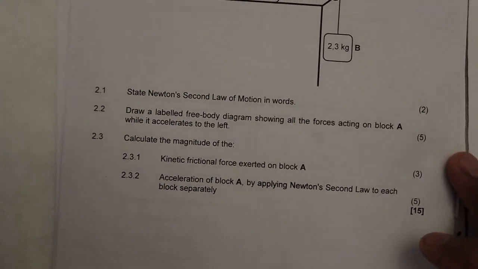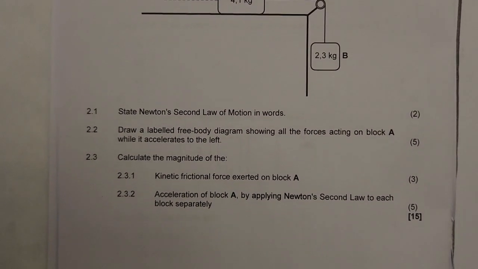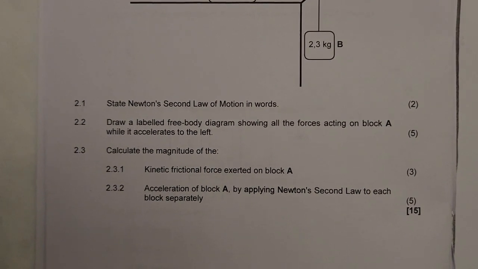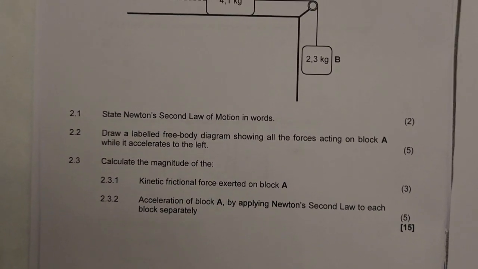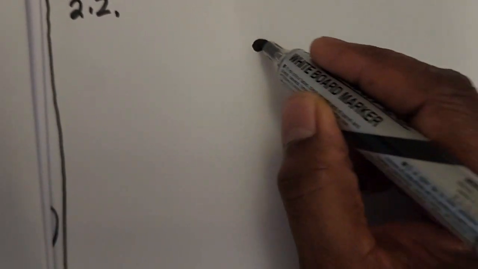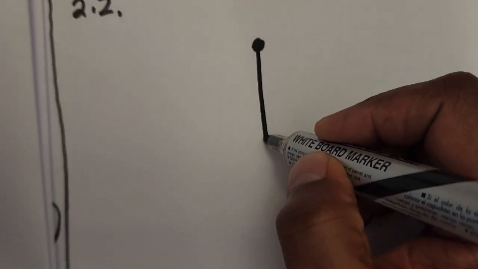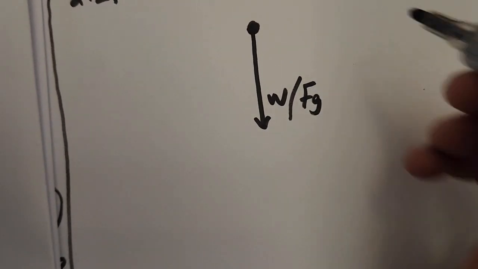Let's move on. We come to question 2.2. They say to us, draw a labeled free body diagram showing all forces acting on block A while it accelerates to the left. Remember, in this case, be mindful of the recent resolution taken by the National Examination Team to say we draw only forces here, not their components. Therefore, in all cases, remember, you can't lose marks here. We always have 1 mark in all free body diagrams. That is the weight. Or you can write FG.